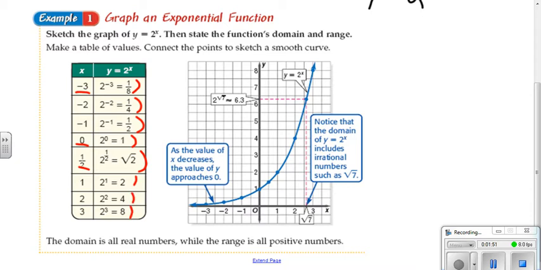When x is negative 3, here we are at 1/8. Very, very small value. Move up ever so slightly at negative 2, 1/4, a little bit more at negative 1, 1/2, even more so here at 0, positive 1. Then at 1/2 here, we're at the square root of 2. So moving up a little bit more. Then at 1 we're at 2, at 2 we're at 4, at 3 we're at 8 way up here. We also included this one here, the square root of 7. We just put that in there for kicks. 2 to the square root of 7 is approximately 6.3.